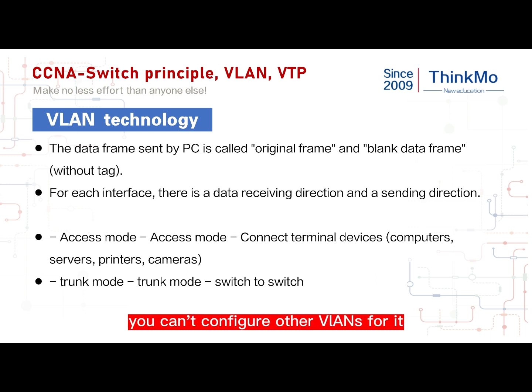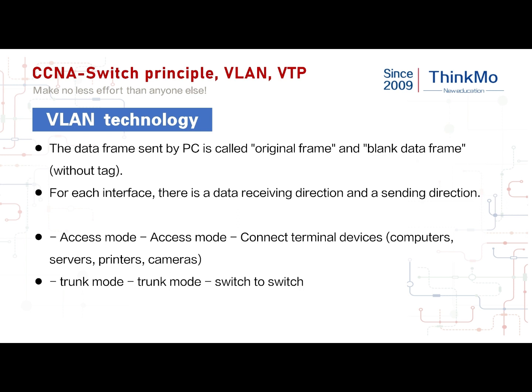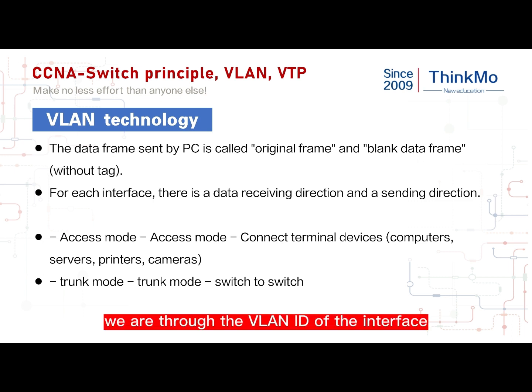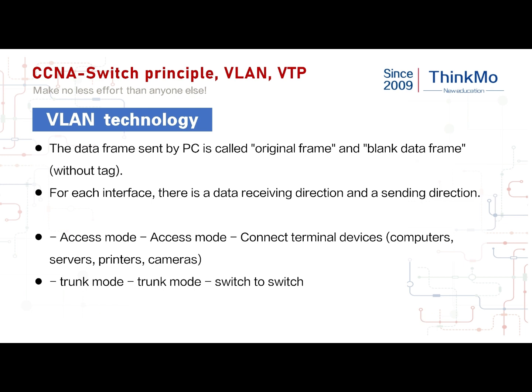You can't configure other VLANs for it, since the data sent by the PC does not carry the VLAN ID. Then the data is inside the switch. How can I forward it with an ID number? We are through the VLAN ID of the interface. So the default port of the switch belongs to 1. After the device is received, the tag is 1.